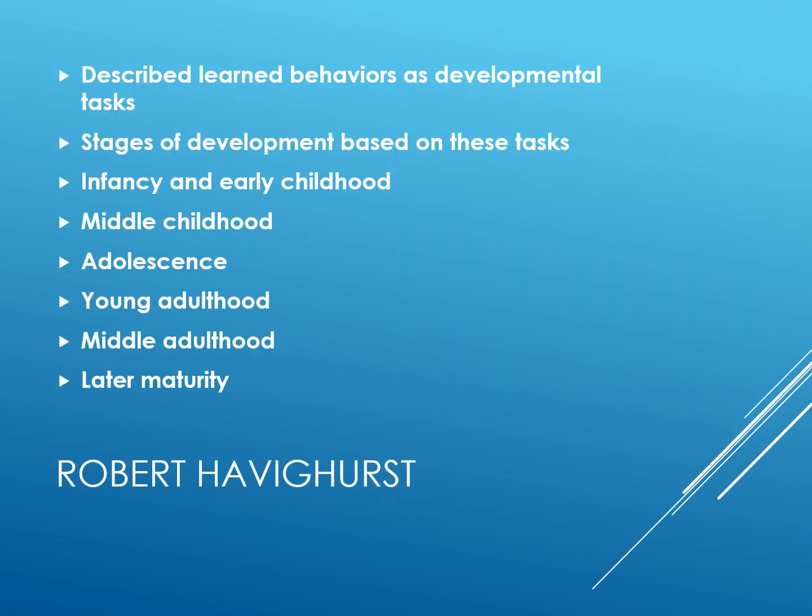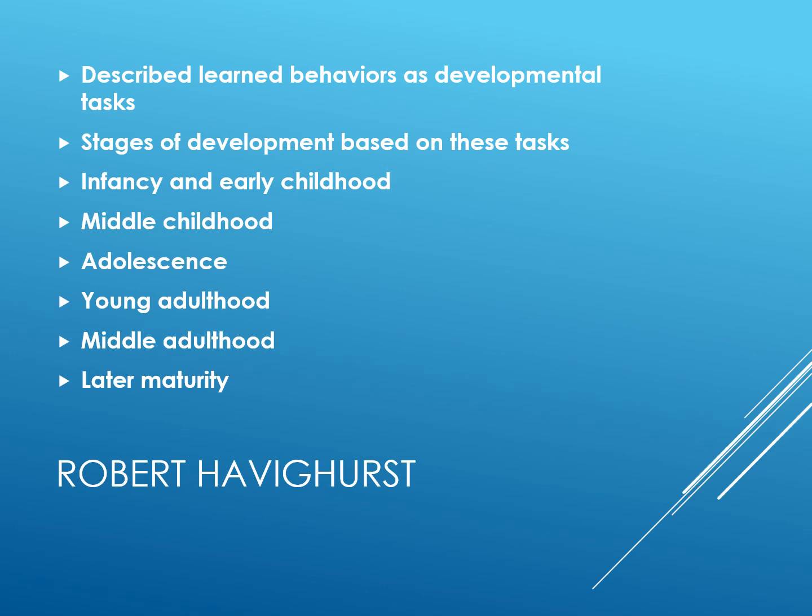So Robert Havighurst described learned behavior as developmental tasks that occur at a certain period of life. A successful achievement leads to happiness and success in later tasks, whereas unsuccessful achievement leads to unhappiness, societal disapproval, and difficulty with later tasks. The developmental tasks arise from maturation, personal motives, and values that determine occupational and family choices and civil responsibilities.